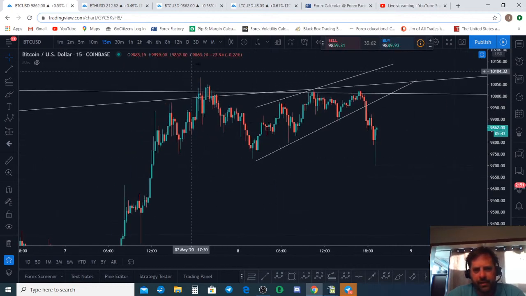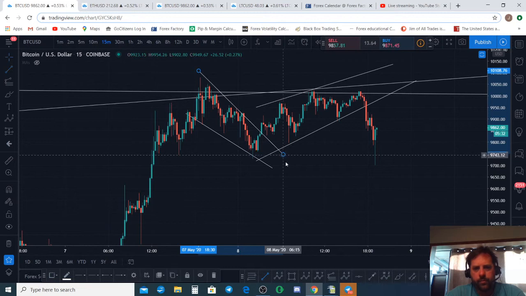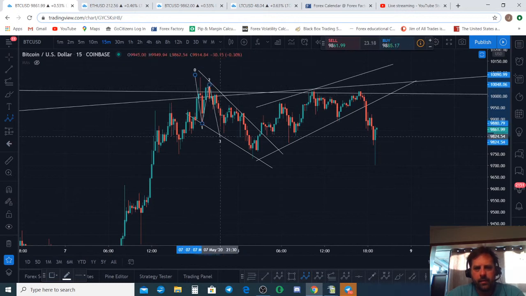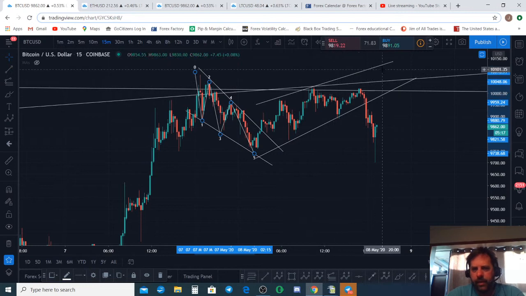There is a potential diagonal right here. Just things jumping out at me right now. I'm just going to highlight them. So potentially some kind of a diagonal there, or that's just a WXY or a 3-wave move of some kind. But it's potential. Then we've got a 3-wave here.